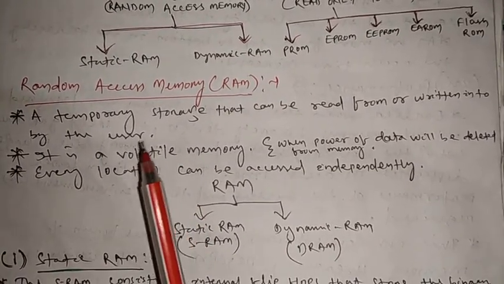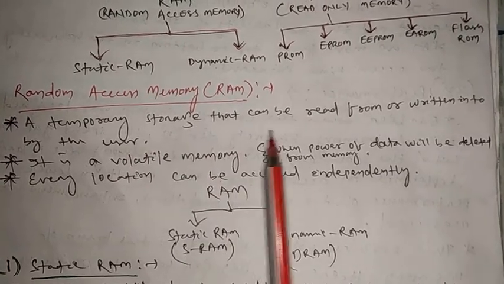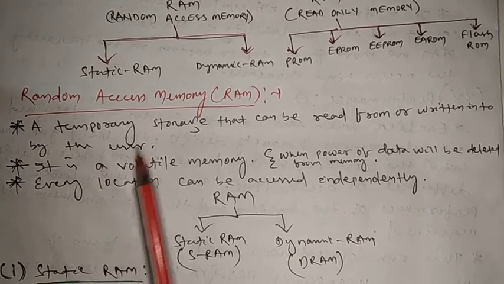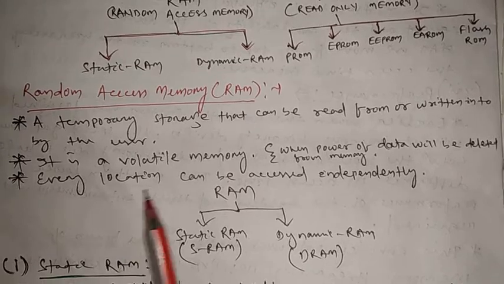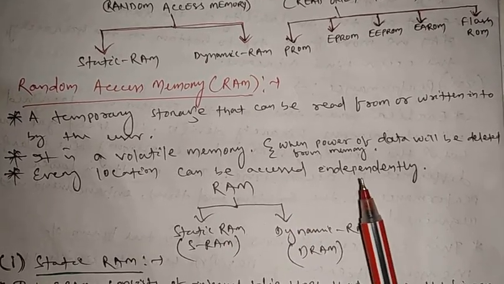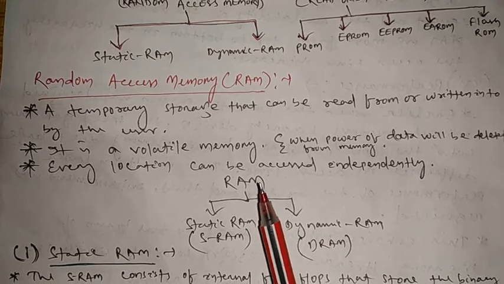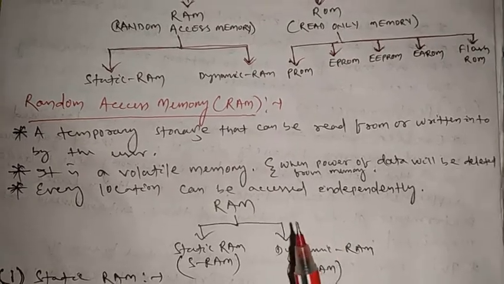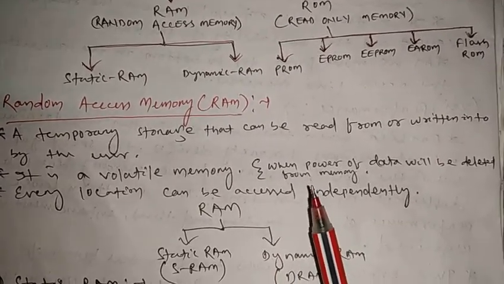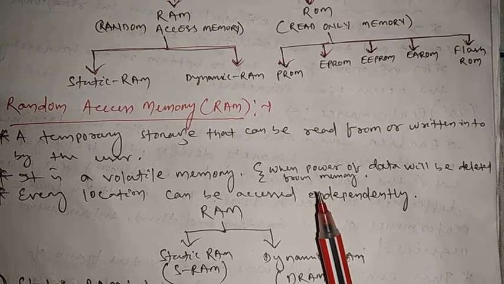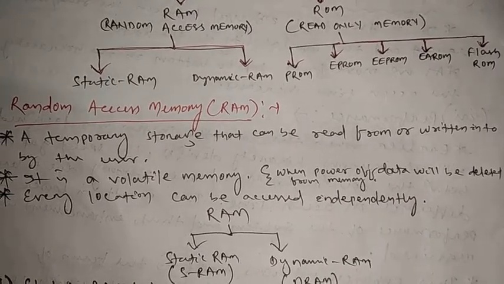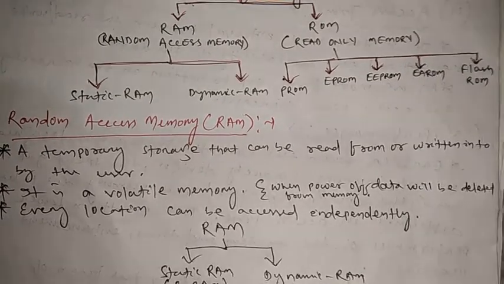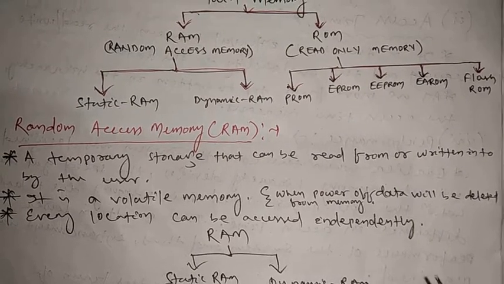Random access memory, RAM, is a temporary storage that can be read from or written into by the user. It is a volatile memory. Every location can be accessed independently in RAM. RAM is of two types: static RAM and dynamic RAM. So what do you mean by volatile in nature? Volatile means when the power supply is off to the computer, the data will be deleted. This is called volatile in sense.